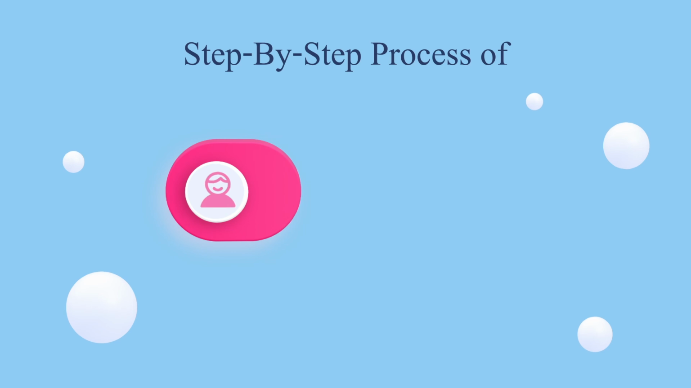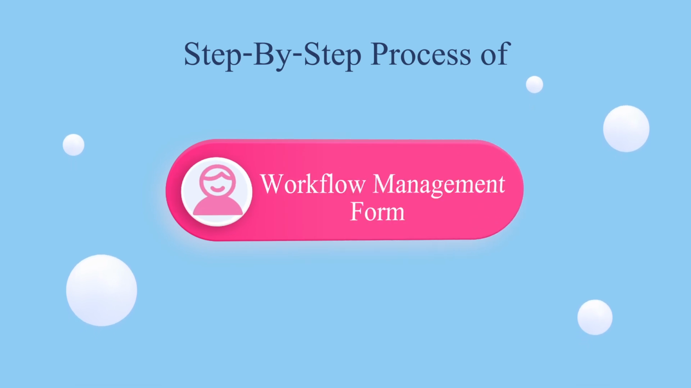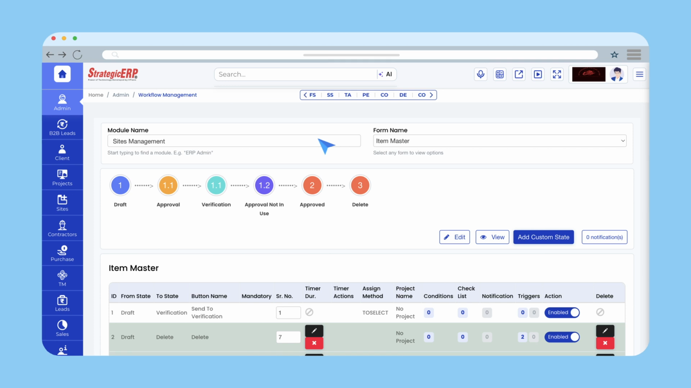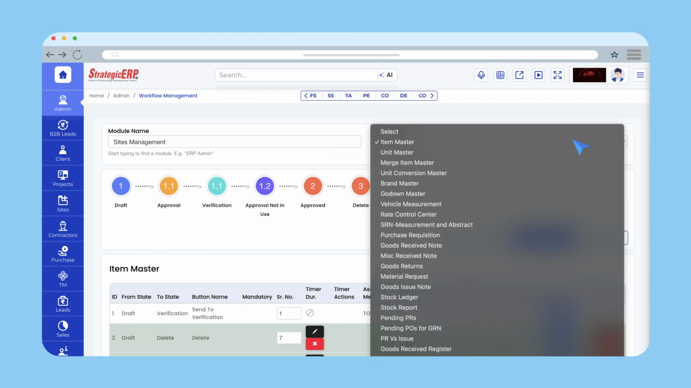Let us understand the step-by-step process of using Workflow Management Form in Strategic ERP. Navigate to the Workflow Management Form under the Admin module. Select the module name. Select the form name. The form name drop-down will be auto-fetched based on the selected module name.